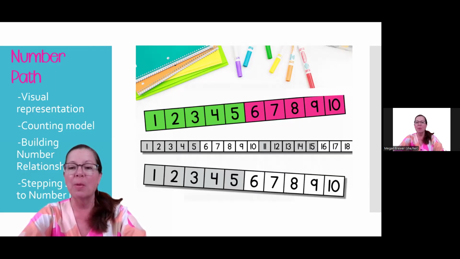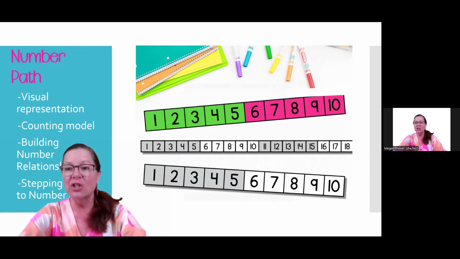Some benefits of number paths. Visual representation. Number paths use a series of numbered squares, boxes, or rectangles arranged in a line, typically starting with 1. Each space represents a single number, making it easier for young children to visualize the counting sequence. Counting model. Number paths follow a counting model, where each rectangle represents a specific number and can be counted individually. This helps children to understand that each number corresponds to a specific quantity.